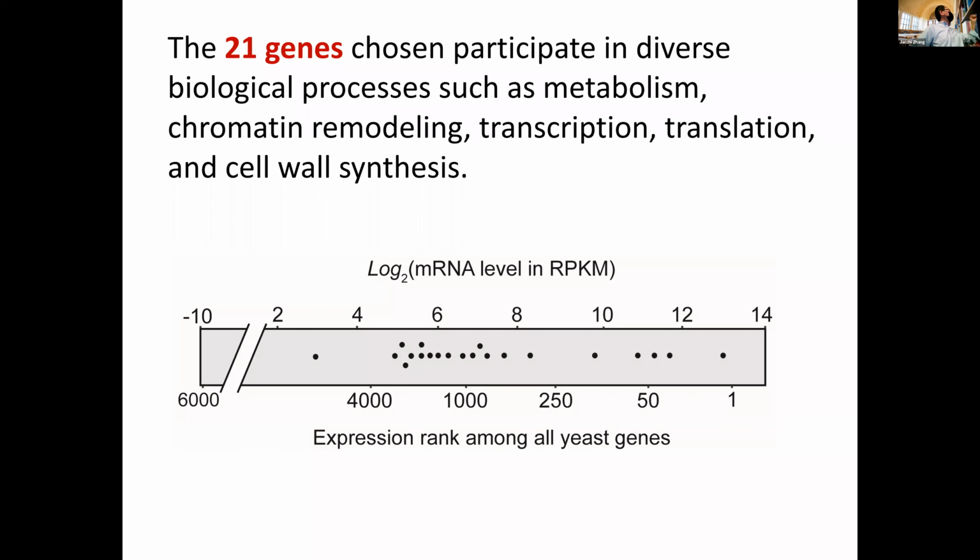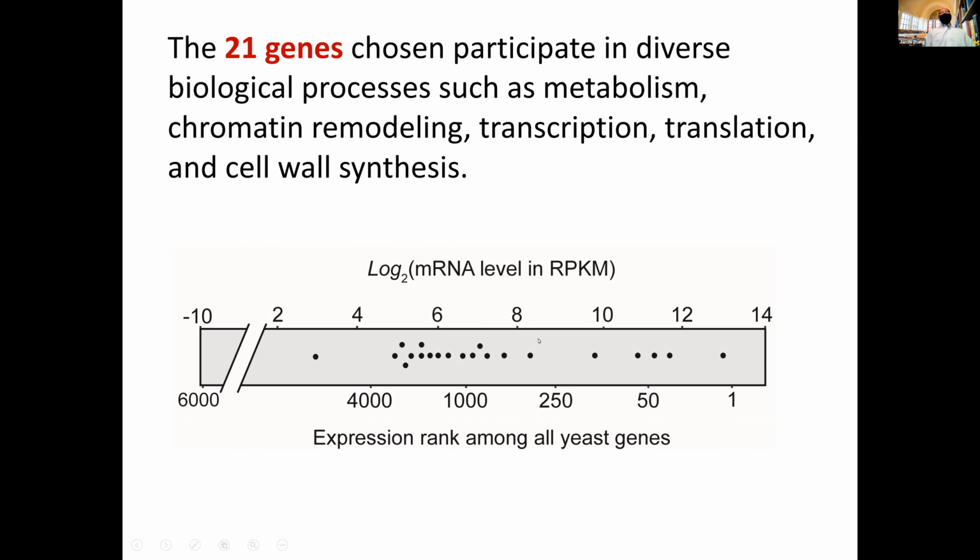Okay. So this panel shows the distribution of the expression level of the 21 genes. On the top of the panel, these are the log2 mRNA level in RPKM. So the lowest expression is 3, the highest is 13. So that is about 1,000-fold expression level difference. The bottom of this graph shows the ranking of the endogenous genes in yeast. This is the most highly expressed gene. This is the most lowly expressed gene.